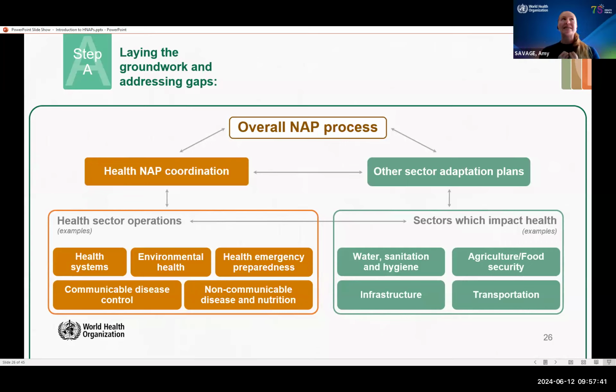But either way, the key is that the health sector is fully engaged in the overall process, which is usually led by the Ministry of Environment or the Ministry of Climate Change, but then with the Ministry of Health as a key actor, stakeholder in the National Adaptation Plan process, while coordinating with the other sectors, which also, of course, influence health. And then at the same time, the Ministry of Health has a role to ensure that the HNAP is institutionalized and mainstreamed within the health sector, within the different health sector operational areas and programs.